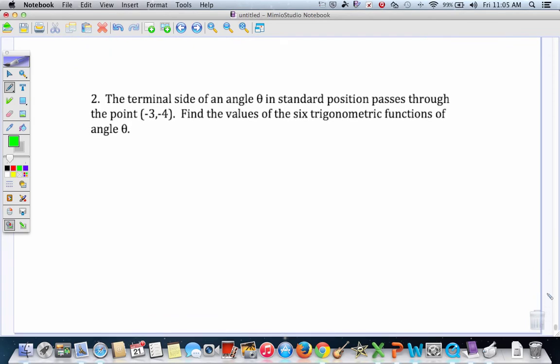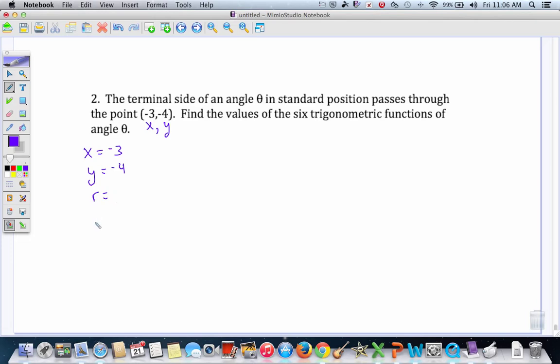Starting all over again, but maybe shortcutting this one a little bit. Terminal side of an angle theta in standard position passes through point -3, -4. Find the values of our 6 trig functions of angle theta. Well, I'm not going to draw this one out because right here I have an ordered pair. An ordered pair consists of an x and a y. So right off the bat, I know that x is -3 and y is -4.